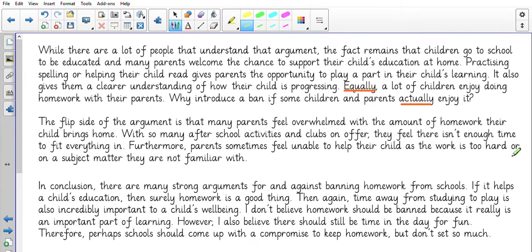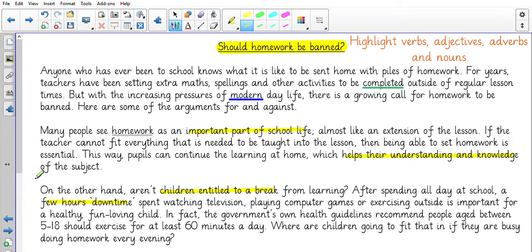Okay, let's see if we've got our concluding paragraph. Yes, here, in conclusion. And in your conclusion, it should have a mixture of both. Okay, right. Now we're going to go and read over it because we've already been able to highlight some of the features without reading it. Now we're going to read it and see if we can spot any more.